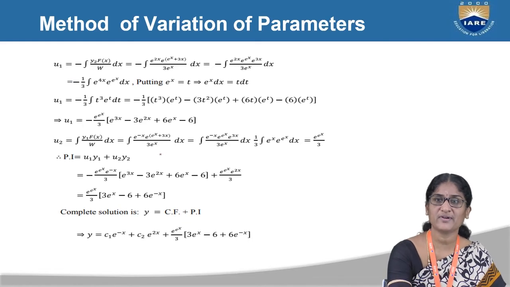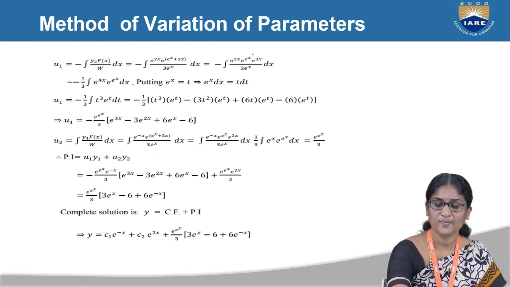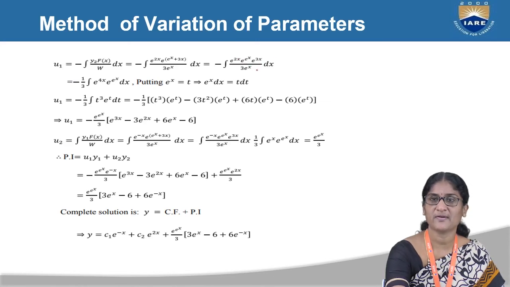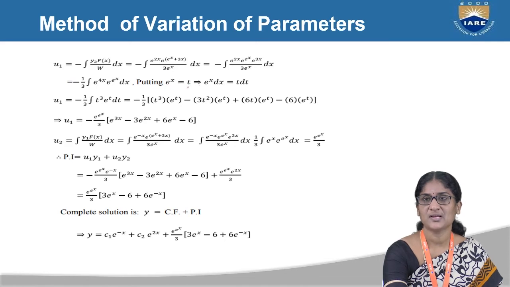Now u1 is equal to, as usual, minus integral of y2 into f of x by w. y2 is nothing but e power 2x, so the f of x is e power x plus 3x by 3e power x. So try to open this. e power 2x into e power x plus 3x by 3e power x. You can solve this by the substitution method, assuming e power x is equal to t. Differentiate both sides with respect to x: d by dx of e power x is equal to d by dx of t, so we get e power x dx is equal to dt.